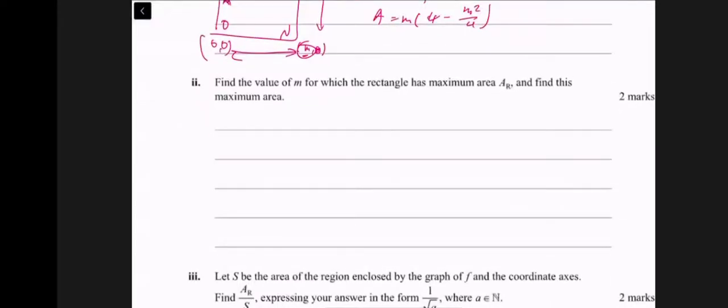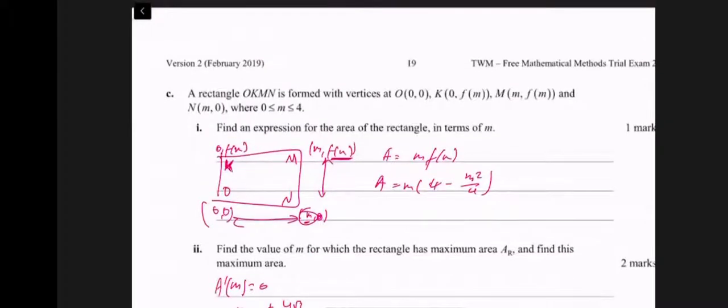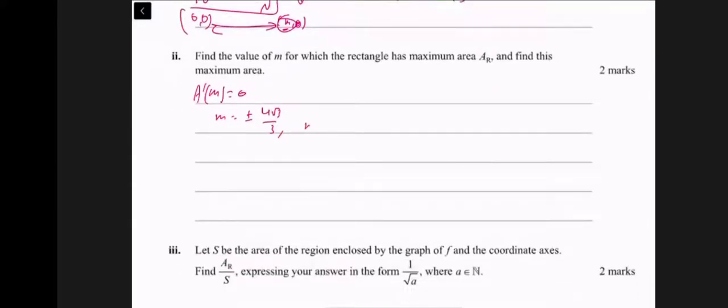And then find the value of M for its maximum. So just do A dash M equals 0. You get M is plus or minus 4 root 3 on 3, but we know M is an element of 0 to 4. So M cannot be negative, so it's the positive version. And in the next area, you can just sub in what M is. So 4 root 3 on 3. And that comes out to 32 root 3 on 9 units squared.